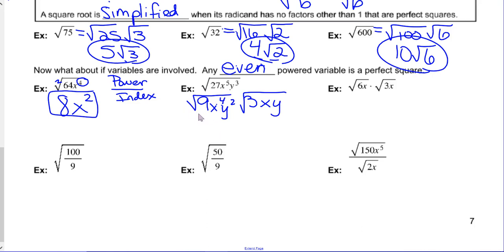So, if I have this, we can now square root the front and then rewrite the leftover. So the square root of 9, what times what is 9? It is a 3. Take your power, divide by the invisible 2.